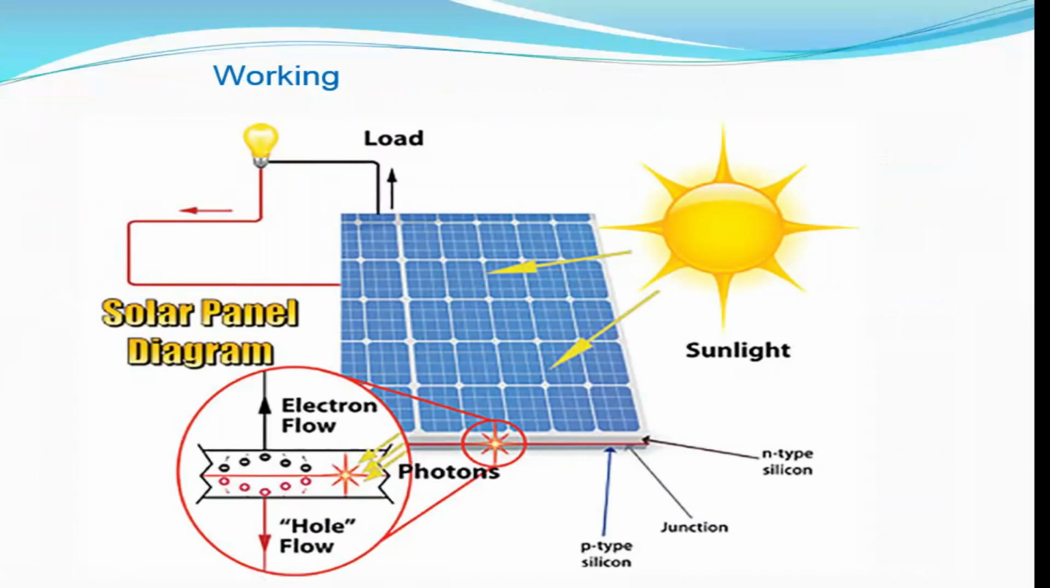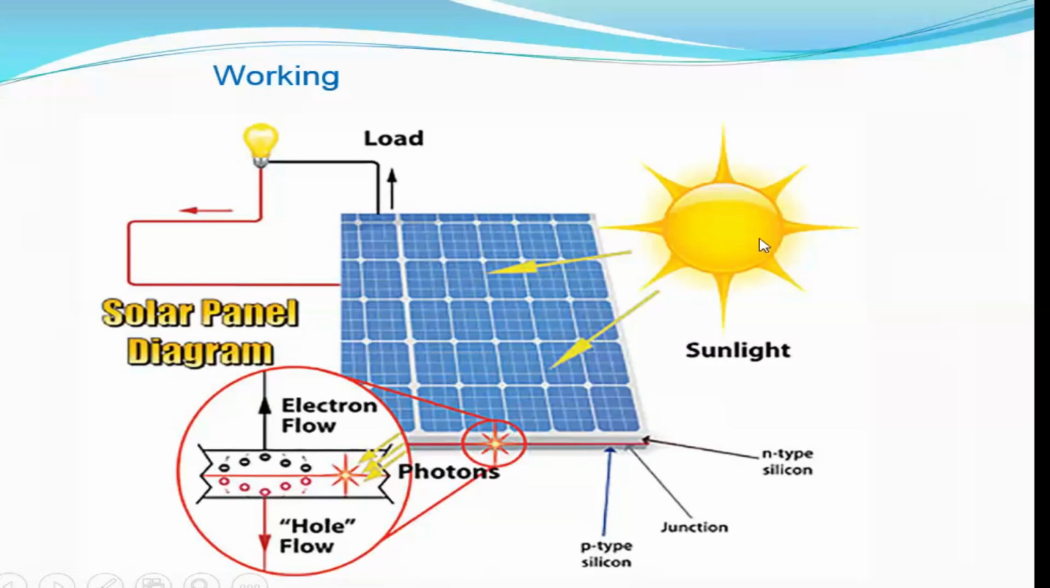Now if you are using a single solar cell, the output we get from a single solar cell is about 0.5 volts to 0.6 volts, which is very small. So in order to get a large amount of voltage, the solar cells are connected either in series or in parallel. We can see here a large number of solar cells connected. We call this a solar panel.